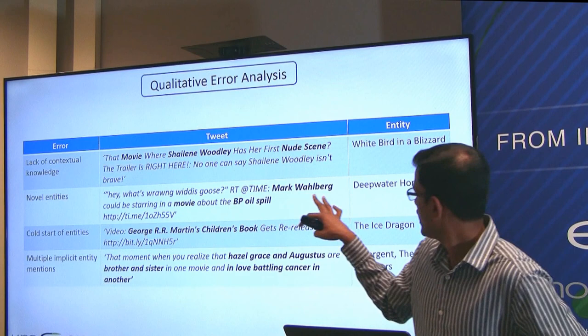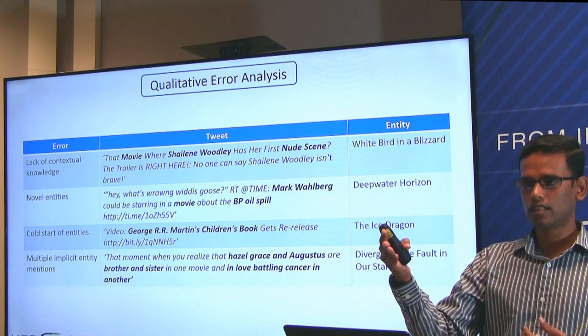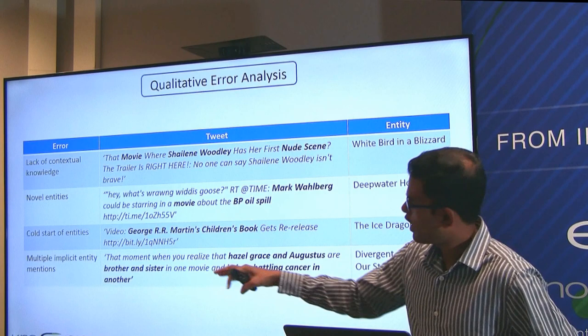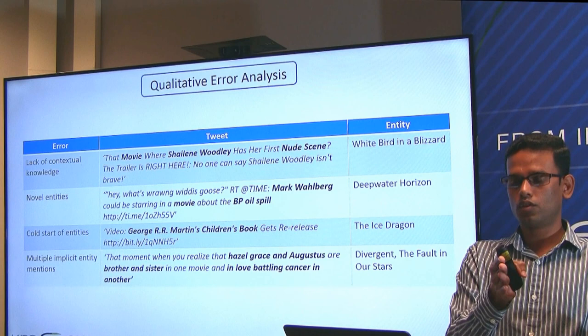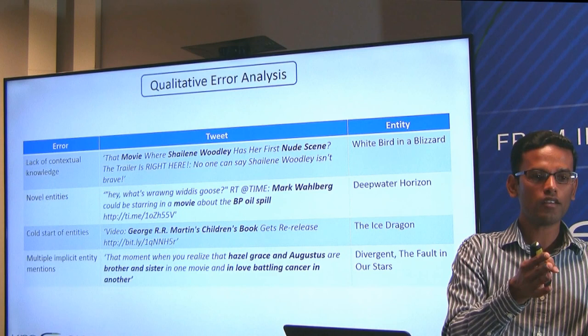Then there were novel entities. For Deepwater Horizon, people know the movie is coming, but the Wikipedia page was created in September, so it was not in our knowledge base. Remember, we are doing this by time frame. We collected knowledge up to July, and then this book was reissued in early August and people suddenly started discussing it. In the July time frame, we did not know about this entity, so we are not going to link it.